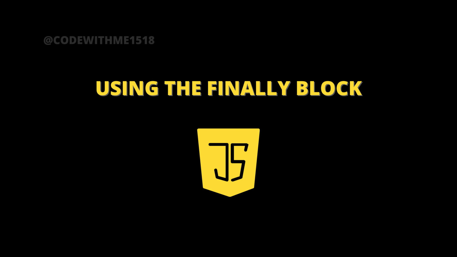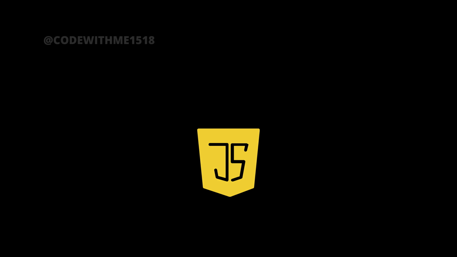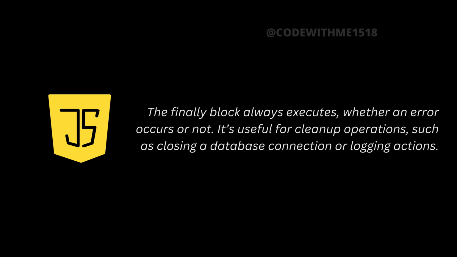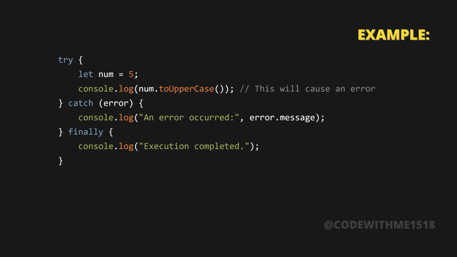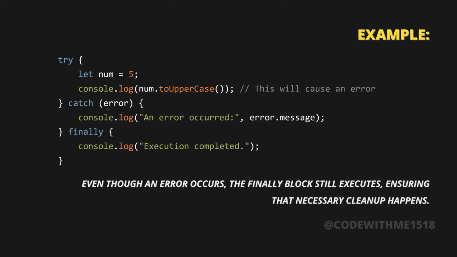Using the finally block. The finally block always executes, whether an error occurs or not. It's useful for cleanup operations, such as closing a database connection or logging actions. Example: try, let num equals 5, console.log num.toUpperCase. This will cause an error. Catch error, console.log, an error occurred, error.message. Finally, console.log execution completed. Even though an error occurs, the finally block still executes, ensuring that necessary cleanup happens.